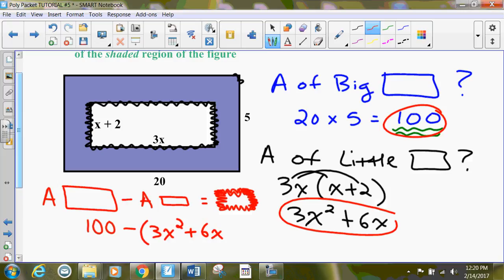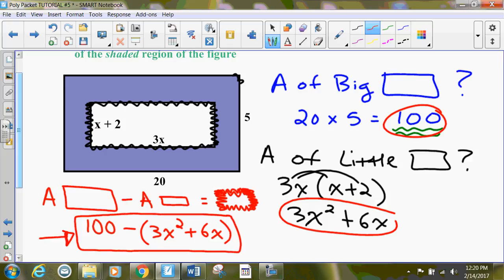Now, this actually is in its most simplified form. So even though it is not a very satisfying answer, it is our answer. And you stop right there. We could distribute the negative sign, but actually this form is an acceptable form for the answer.